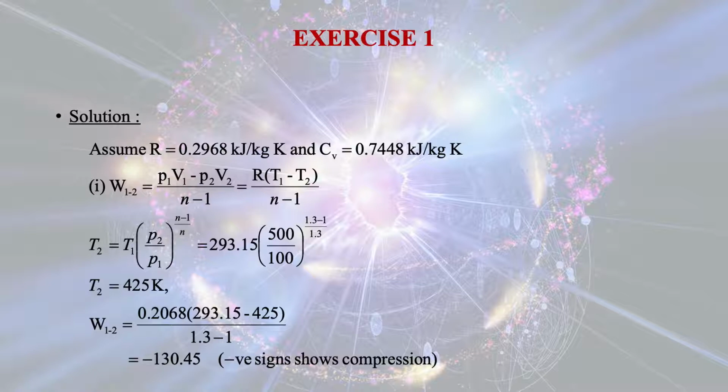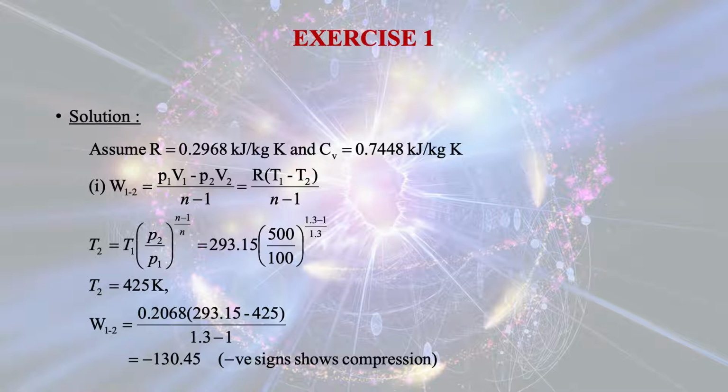0.7448 kilojoule per kgK. Now the work done for the polytropic process that we know very well is equal to (P1V1 minus P2V2) divided by (n minus 1). Since nitrogen gas is considered as an ideal gas, PV is equal to RT. So we can write the expression (P1V1 minus P2V2) divided by (n minus 1) as R times (T1 minus T2) divided by (n minus 1).